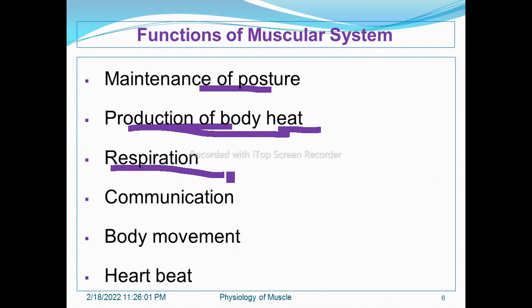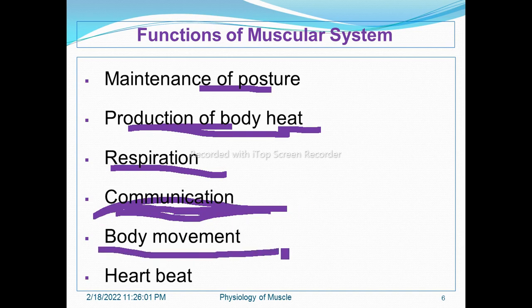The other is respiration. Respiration is important for inhaling and exhaling oxygen and carbon dioxide, and for exchange of blood gases. There are muscles important for respiration, like the diaphragm, abdominal muscles, and also thoracic muscles. The other is communication. Some muscles, like tongue muscles, are important for communication, to communicate from one person to another.